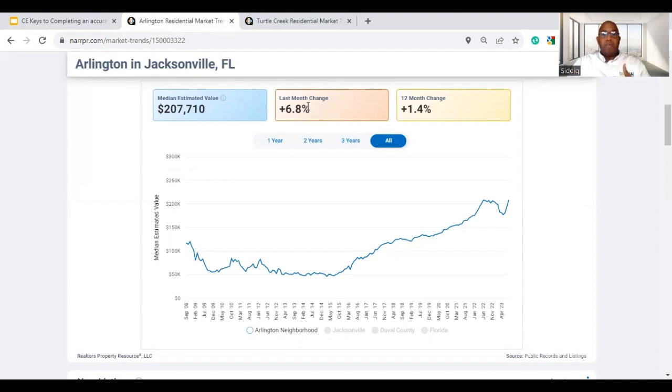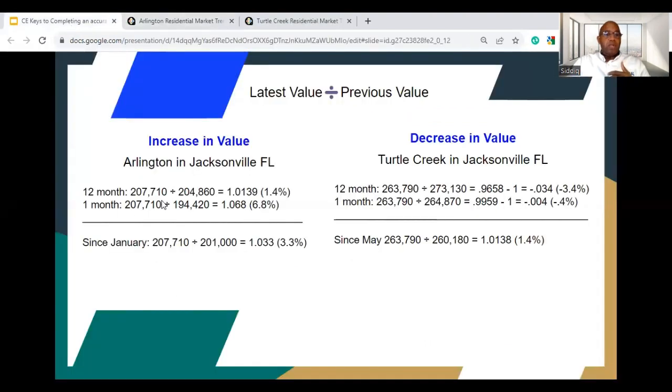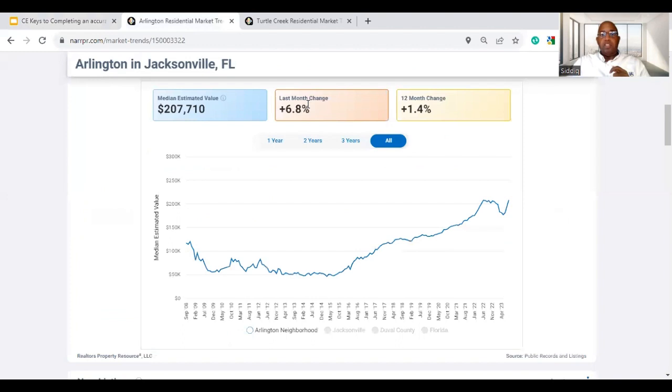And if you did the same thing with the last month change, if I got the latest value and I went back 1 month, I would get 194,420. And if I divide that, that's 1.068, move the decimal 2 places, 6.8%, just like they have here.